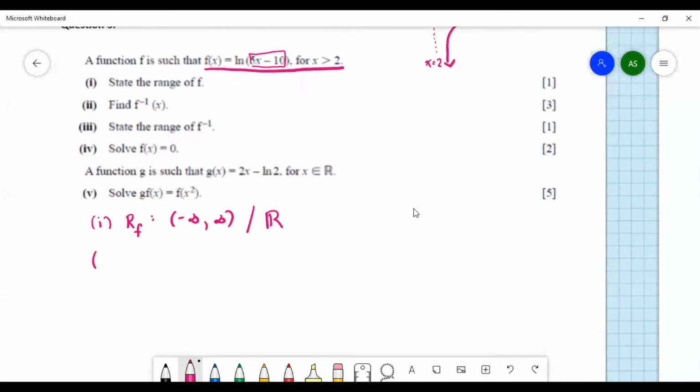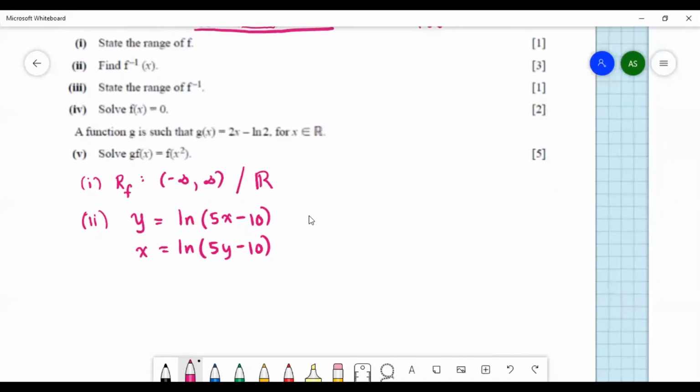Second part, we need to find the f inverse of x. So f inverse, remember you are given the function f of x already. So we're going to replace this by y is equal to ln of 5x minus 10, and then interchange x and y. Then solve for y. We'll make y the subject of the formula. So to get rid of ln, we raise this to e. So e power of x is equal to e power ln of 5y minus 10.